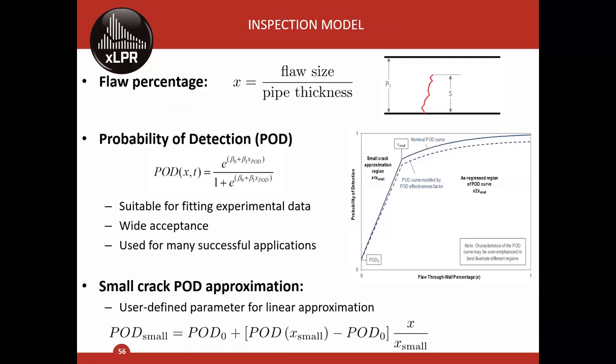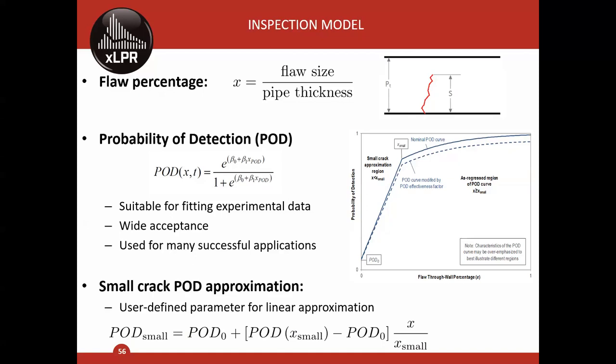So the inspection model is modeled using a probability of detection curve describing probability of detection as a function of flaw depth. xLPR represents POD using a logistic equation with a number of conventions built in to improve model flexibility to address small flaws and variations in performance between mock-up and field examinations. The coefficients in the exponential term of the logistic equation are the main POD model parameters.